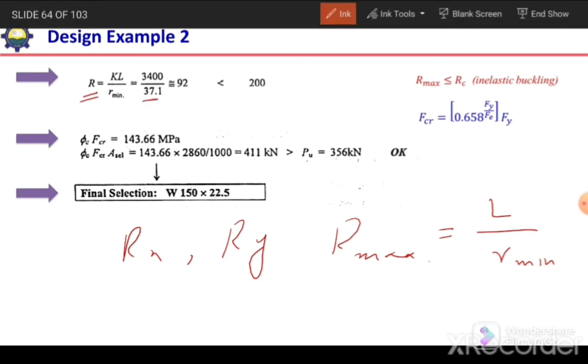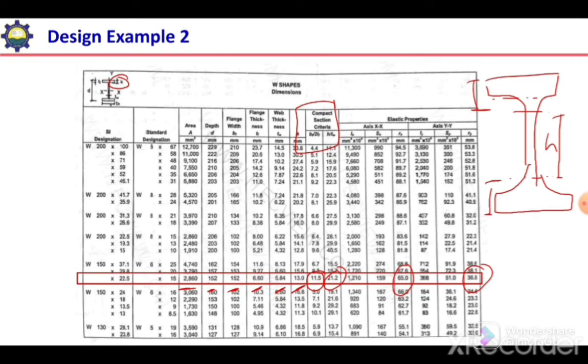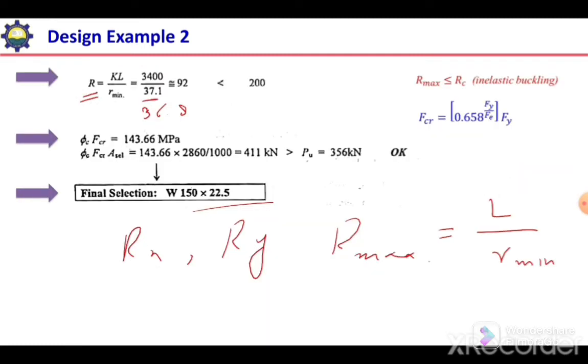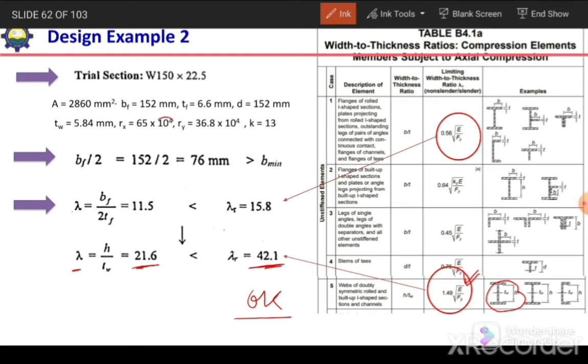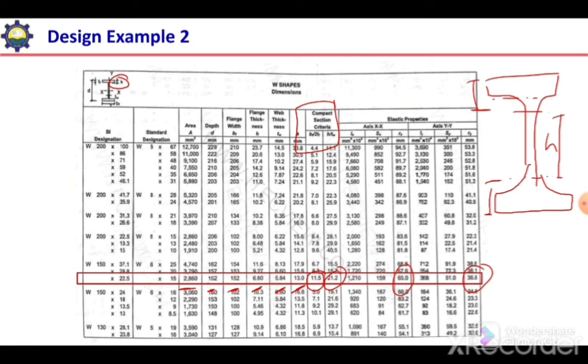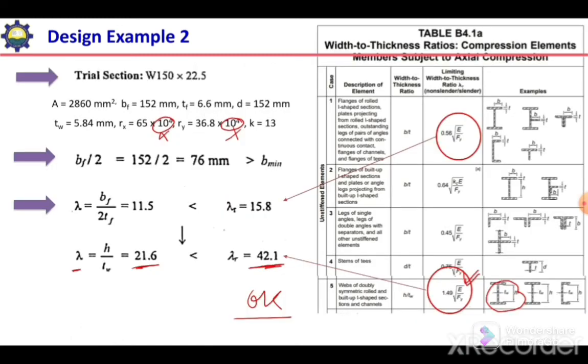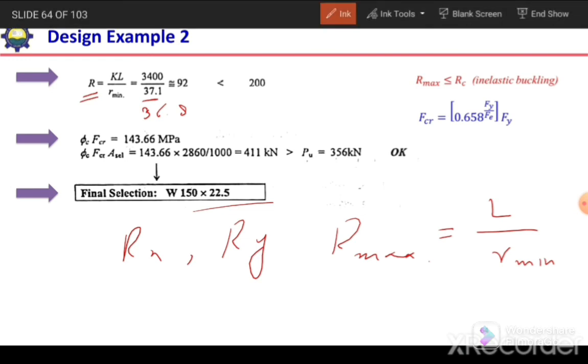Here it is 37.1, it is actually 36.8. Sorry, we need to check the value of Ry. Yes, it is 36.8. So here I have written it incorrectly. So if I see it again, Rx is 65 and Ry is 36.8. So here we need to substitute the minimum value, so that is 36.8.